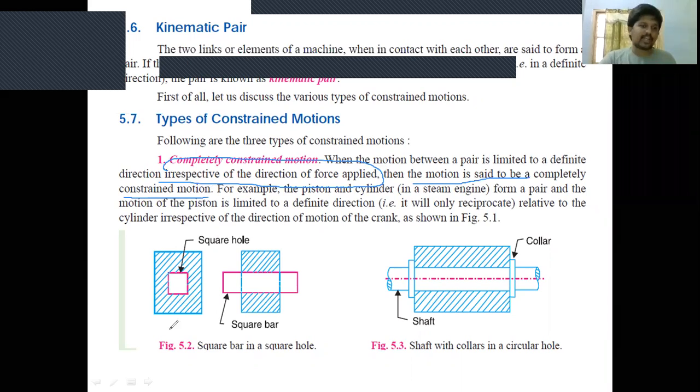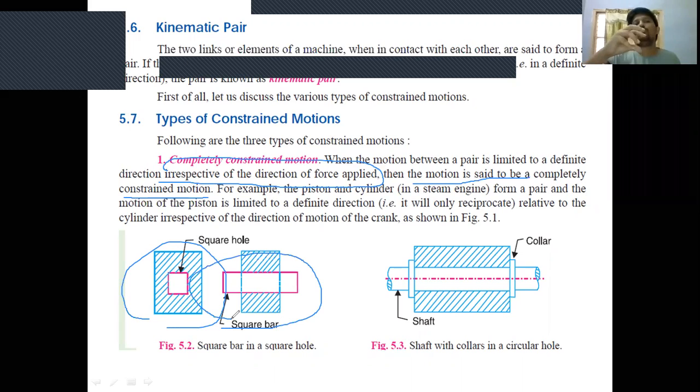We take an example here. You have a square hole and you are trying to fit a square bar in the hole. Imagine yourself, you have a square hole and you are trying to insert some square bar in it. You try to apply any kind of forces on it, but you can only move the body in one direction. That is what a completely constrained motion is.